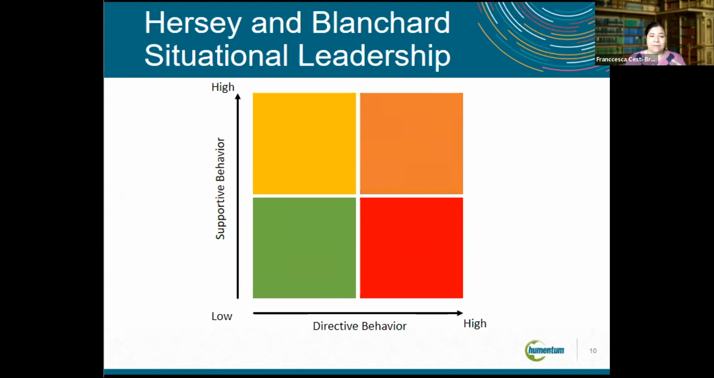And the core premise of this model is that managers and leaders need to adapt their leadership style to an individual and a situation. So like all good management models, there's a base, which is a box at the bottom. And along the x-axis is low to high directive behavior. So how much direction you as a manager need to give an individual you're working with.